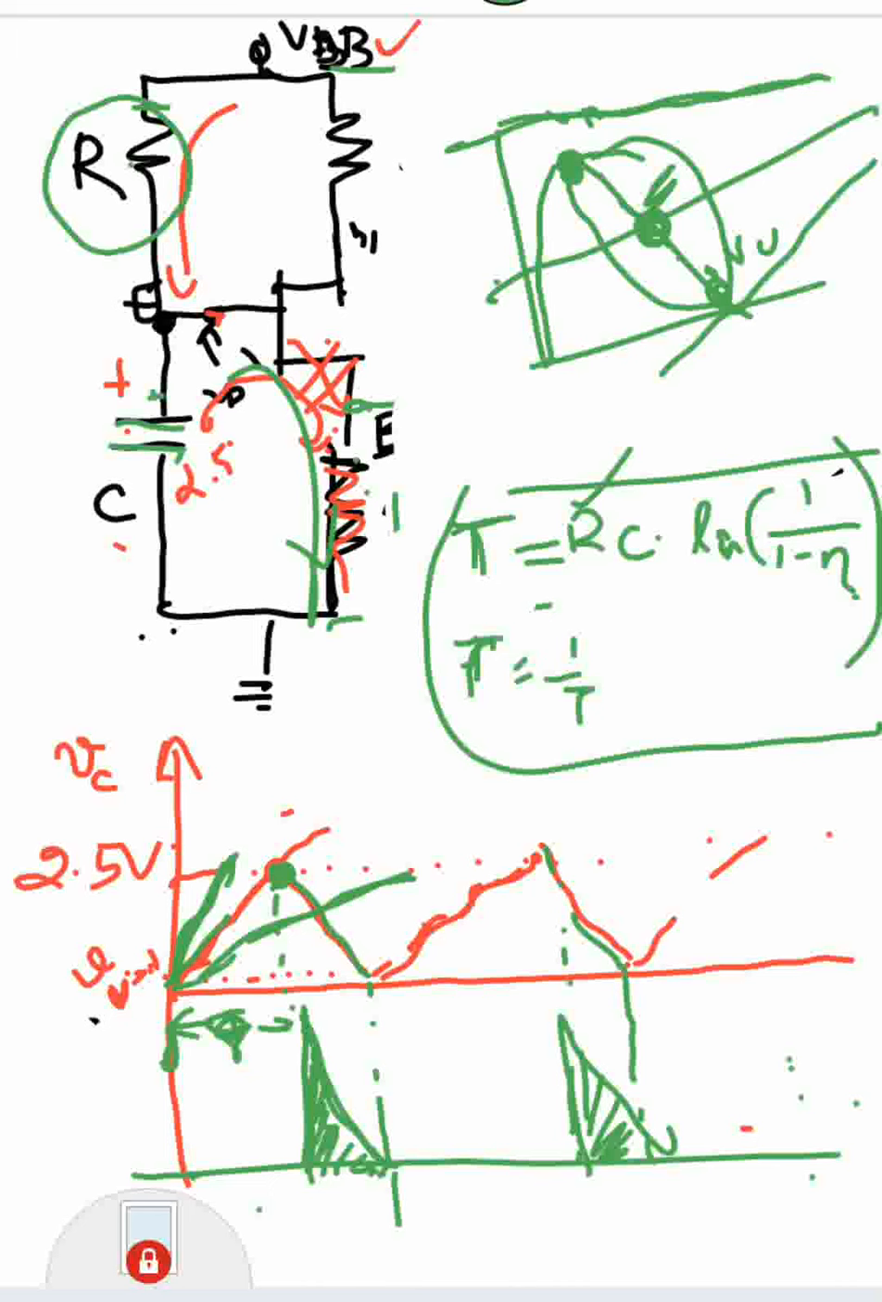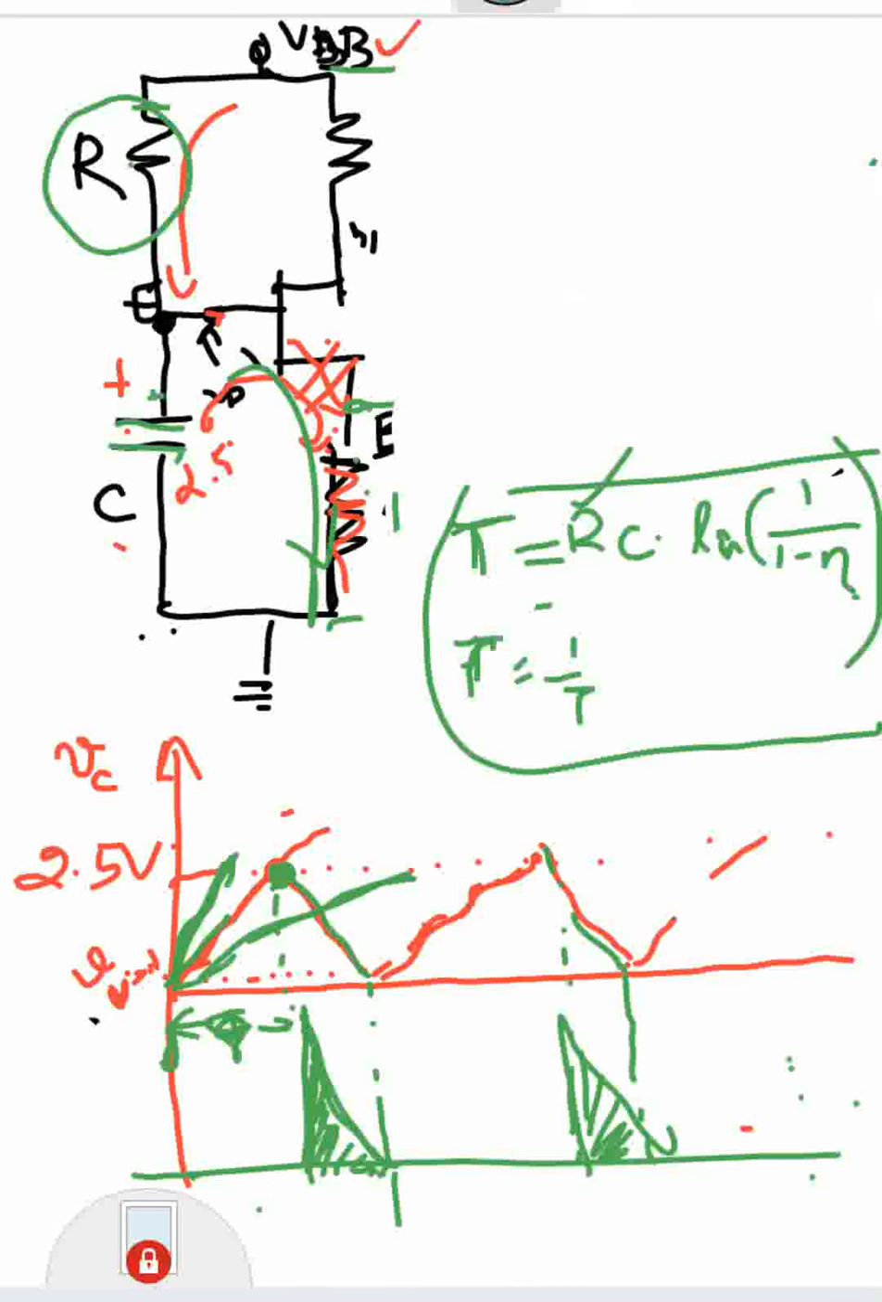So for that there are certain equations given. What is the minimum value of R, and what is the maximum value of R, for the load line to intersect the UJT in the negative resistance region. If it is outside the negative resistance region, definitely the UJT won't trigger. That's the concept. Okay, so this is such a simple circuit.